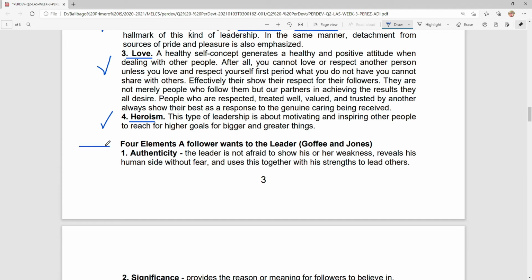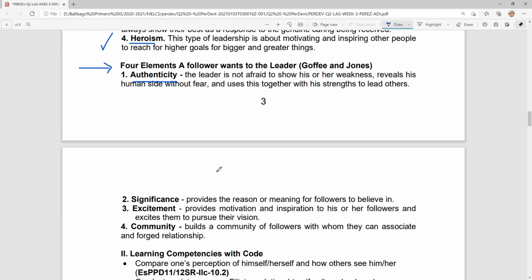Now let's proceed to the four elements a follower wants in a leader. These four elements might help if you know what your followers want. Number 1, authenticity. The leader is not afraid to show his or her weaknesses, revealing his or her struggles, right? And uses this together with his strengths to lead others. Because at some point, followers can help you too.